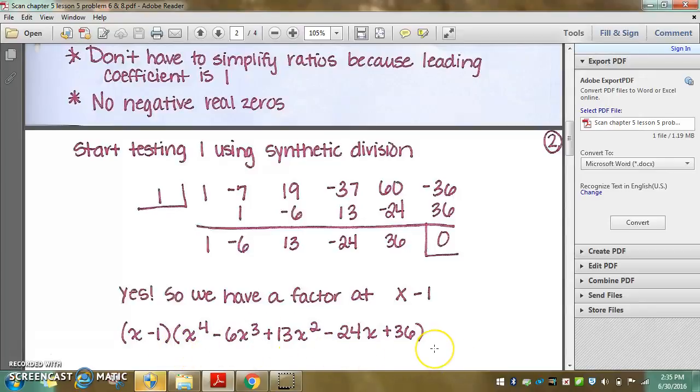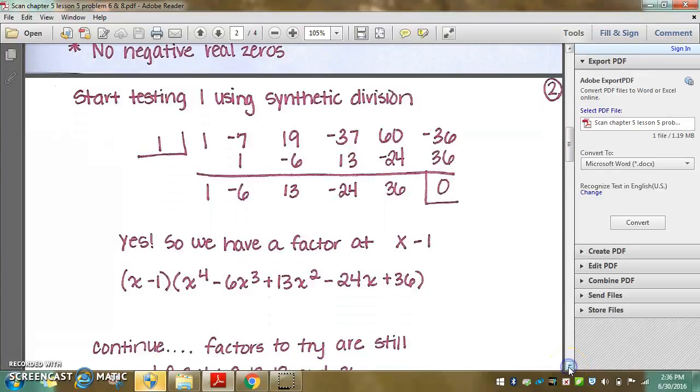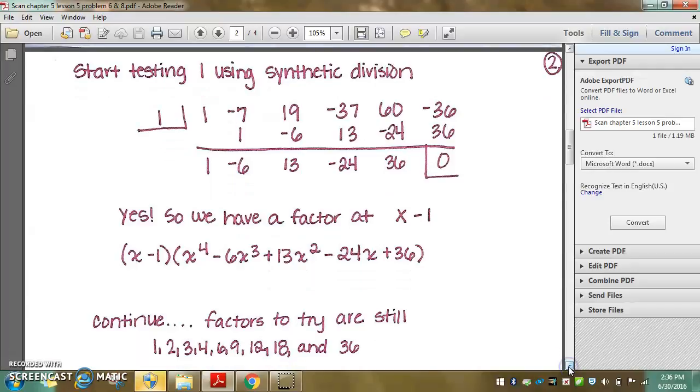Remember, in example 5, we got down to a quadratic, and then that quadratic was our depressed equation, so we could factor from that quadratic, but we can't quite do that here. So we need to continue on with step 3. We're going to continue to check here. We're going to use the ratios to use synthetic division to check for factors. So our factors are still going to be 1, 2, 3, 4, 6, 9, 12, 18, and 36, the factors of 36.